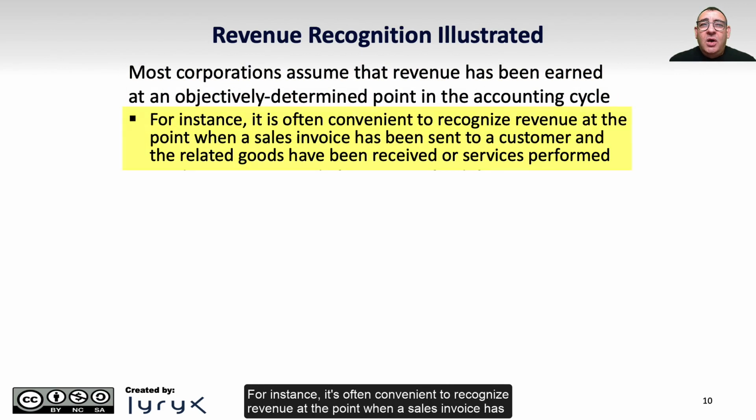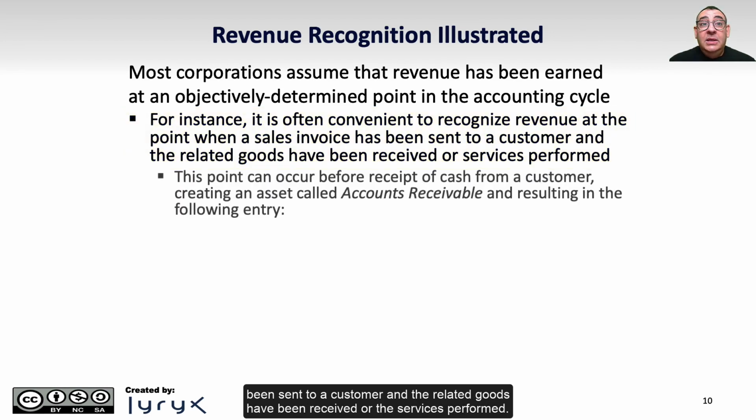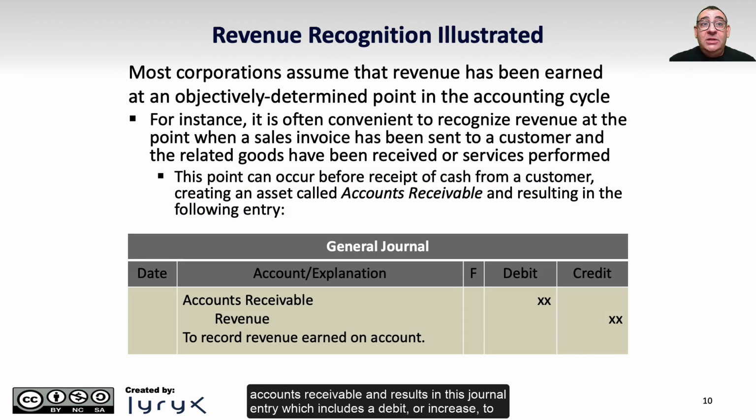For instance, it's often convenient to recognize revenue at the point when a sales invoice has been sent to a customer and the related goods have been received or the services performed. This point can occur before the receipt of cash from a customer, creating an asset called accounts receivable, and results in this journal entry, which includes a debit or increase to accounts receivable and a credit or increase to revenue.